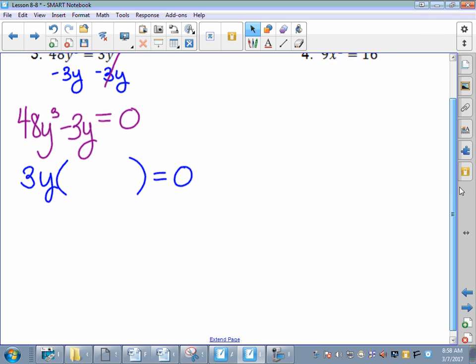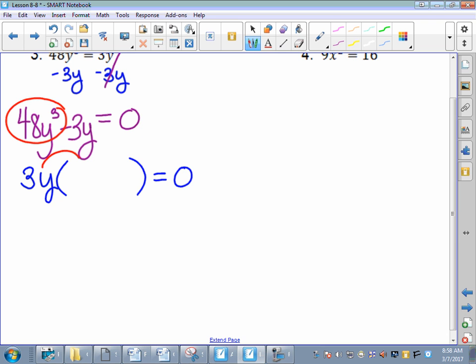So think factoring. 3y times what will give us a 48y to the third? If I do 48 divided by 3, I get 16. And then I need 2 more y's. 3y times what will give me a -3y? That would be a -1. If I just look at that red or highlighted part, now I'm going to think, can I factor this?